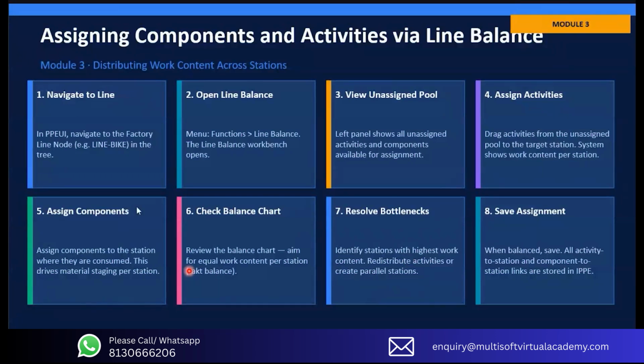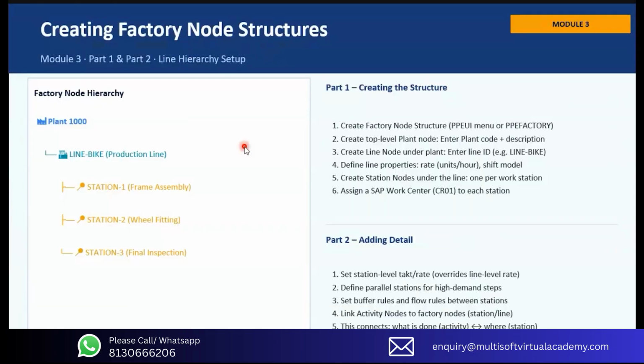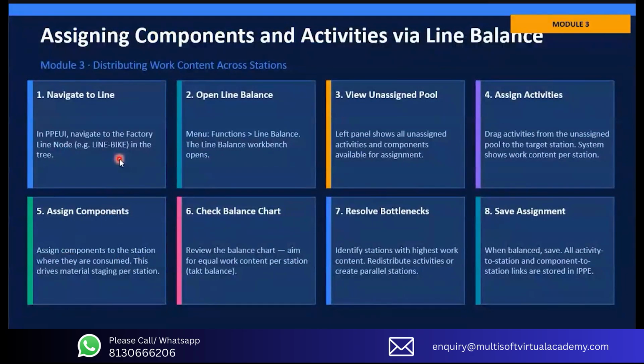So how do we do it? First, I want to navigate to the line. I go to IPPE, to the factory line node, the line bike which we created here, in the tree. So we are selecting that one and navigating to the factory line node. So we are there now. From there, function, line balance, the line balance workbench opens. When you are in this line bike node, open the line balance function.